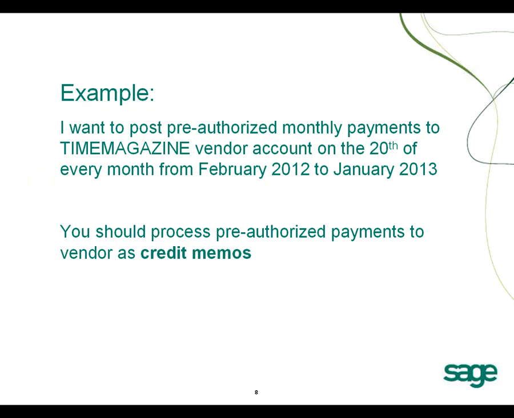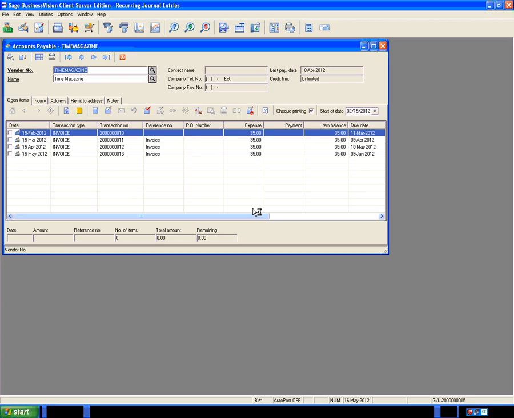Now I want to post pre-authorized monthly payments to Time Magazine vendor account on the 20th of every month from February 2012 to January 2013. Since Business Vision doesn't allow you to do recurring for payments, you will need to process the pre-authorized payments to a vendor as a credit memo. In Account Payable, I'm going to post the initial credit memo.